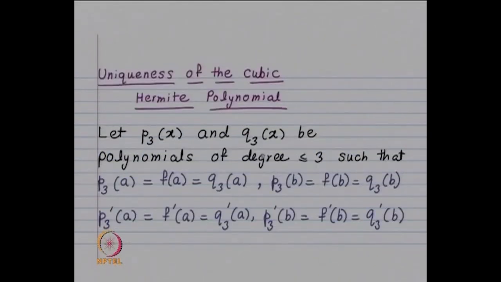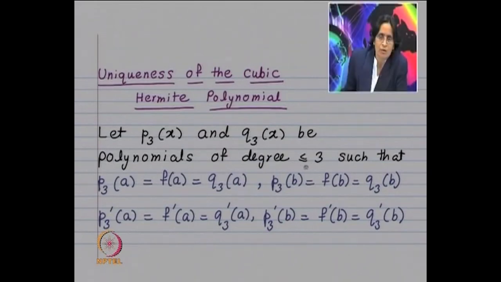So, let p 3 and q 3 be two polynomials of degree less than or equal to 3, which interpolate the given function and the derivative at points a and b. If I look at p 3 minus q 3, that will be a polynomial of degree less than or equal to 3, which will vanish at a, vanish at b, and also their derivatives will vanish at a and at b. So, p 3 minus q 3 is a polynomial of degree less than or equal to 3, such that it has got a double 0 at a and a double 0 at b.